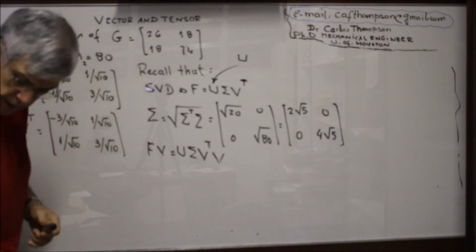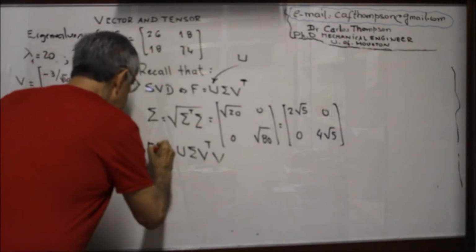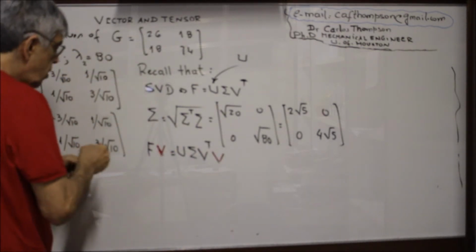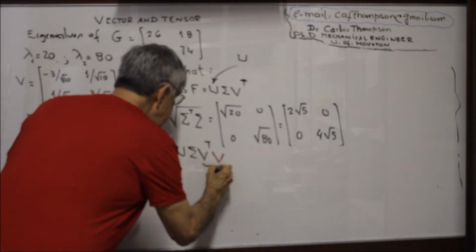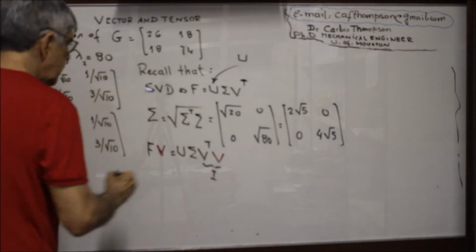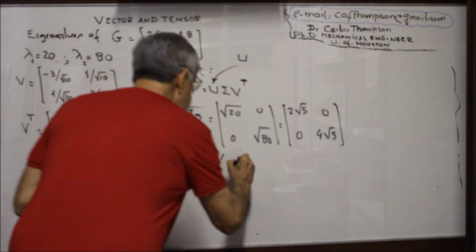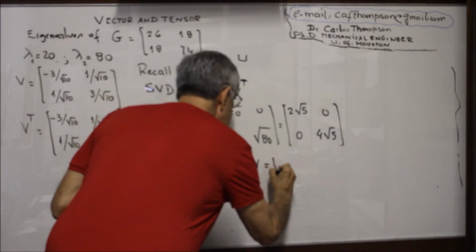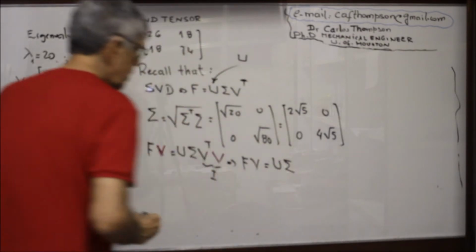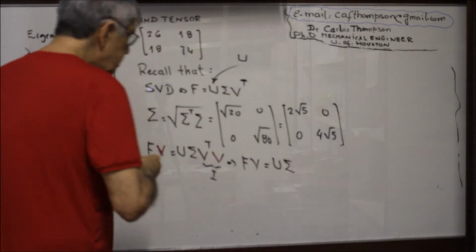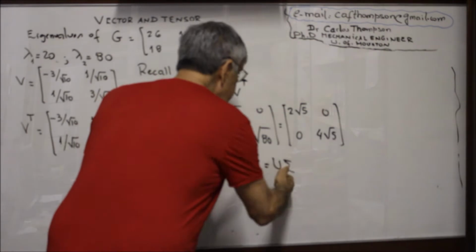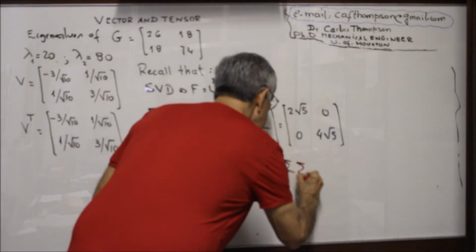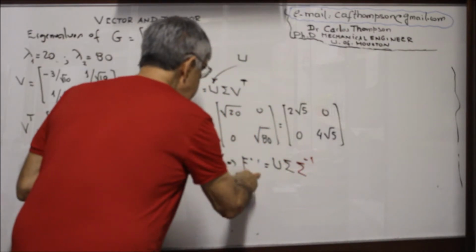You see, let's mark V here and V here. Now, V transpose times V is the identity. Then F V is equal to U sigma. Now let's multiply by the inverse of sigma. You see? This is the inverse, this minus 1 over here.